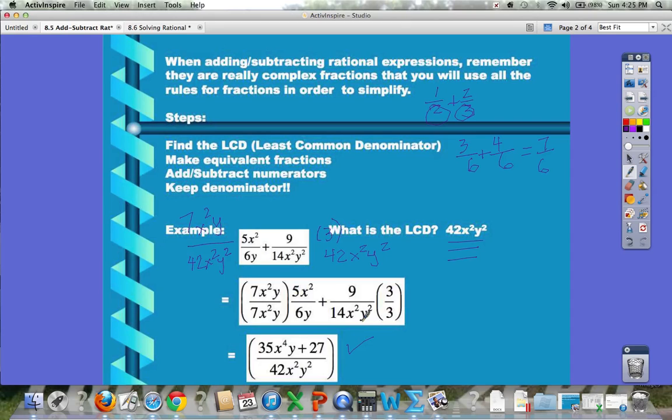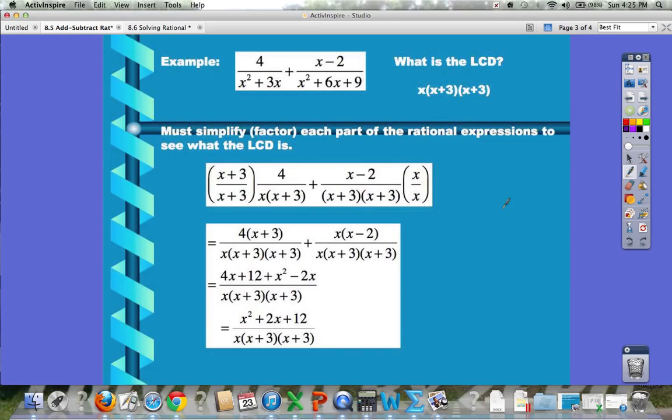Okay, now let's go to another problem where we're actually going to be factoring. All right, so we have this rational expression multiplied to this. Now, in order to find the LCD, you need to factor. Anytime you see GCFs, factoring, anything like that that needs to be simplified, you have to do it. So we're going to take a GCF of this bottom here, and that would be x. That leaves us with x plus 3.